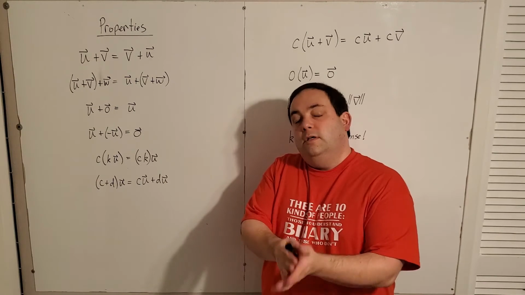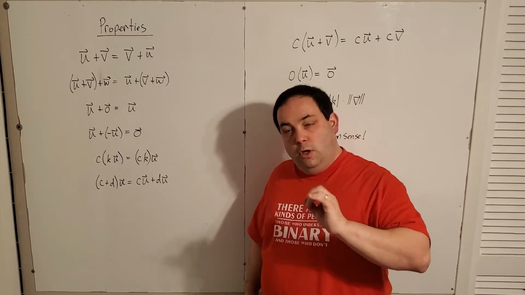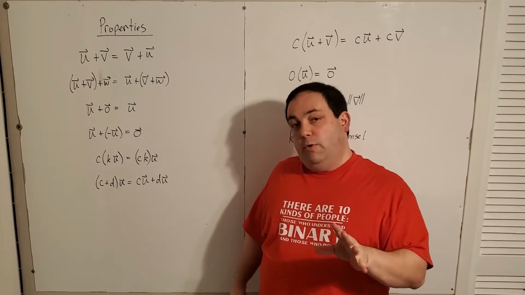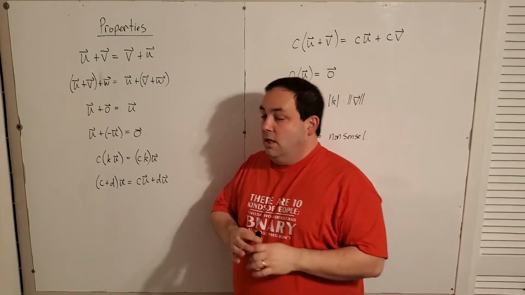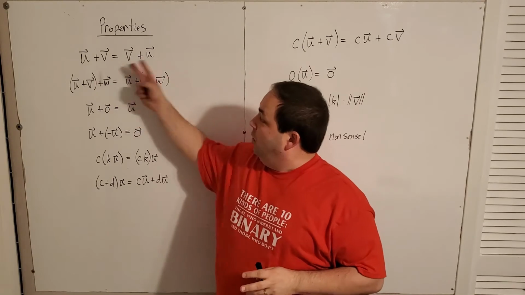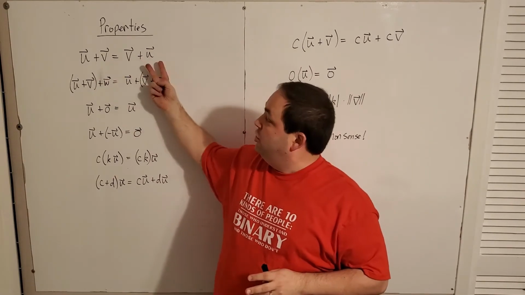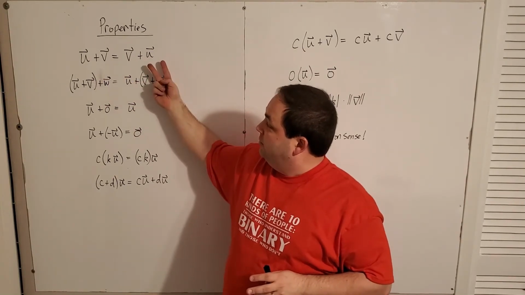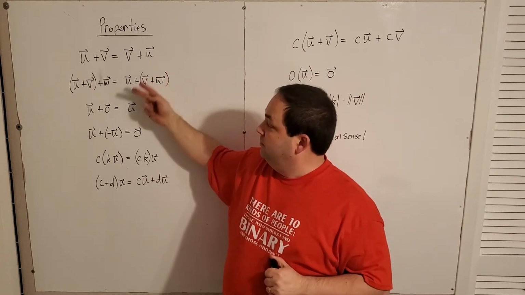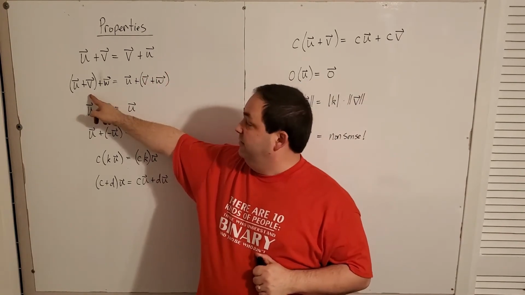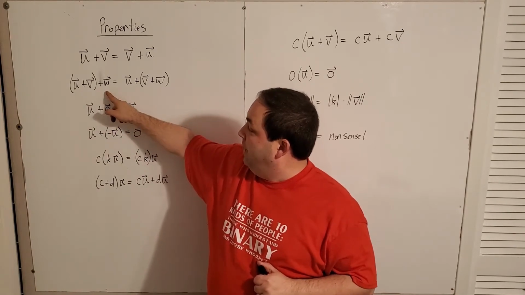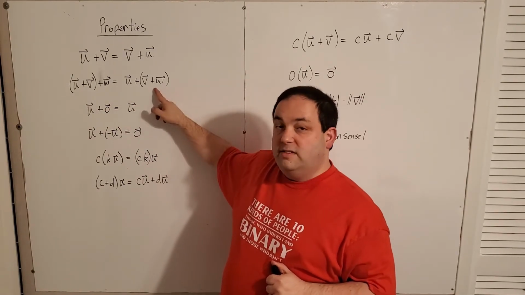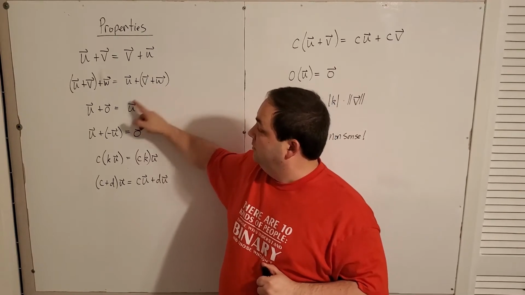Real quick, some properties that go along with the mechanics of using these operations, just to keep your mind pumping here. Whenever you're adding vectors, the order doesn't matter. They do commute: U plus V equals V plus U. Also, they are associative. If you're adding vectors in one grouping, then adding them in a different grouping still gives you the same result.